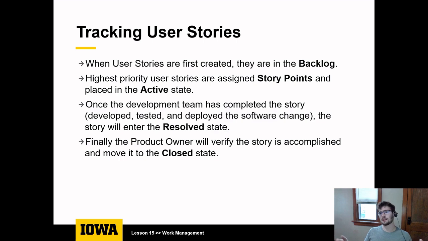So that's kind of one way to think about the life cycle of a user story. So, created, placed in the backlog, prioritized in the backlog, assigned story points, and then it's worked. The story is worked by the team, the development team, and then it's confirmed and closed by the project owner. Okay.